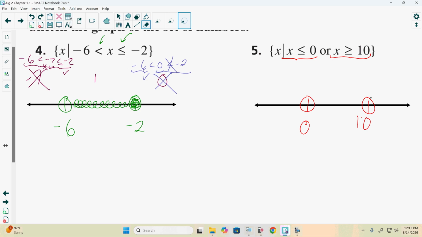Zero, x is less than or equal to 0. Is it included or is it not? It is included, so we would fill that in. Would we shade to the left of 0 or to the right? Left, because we're saying less than, smaller.